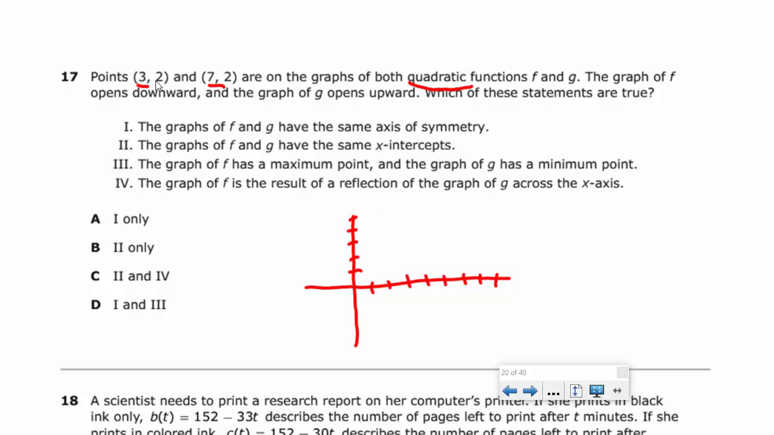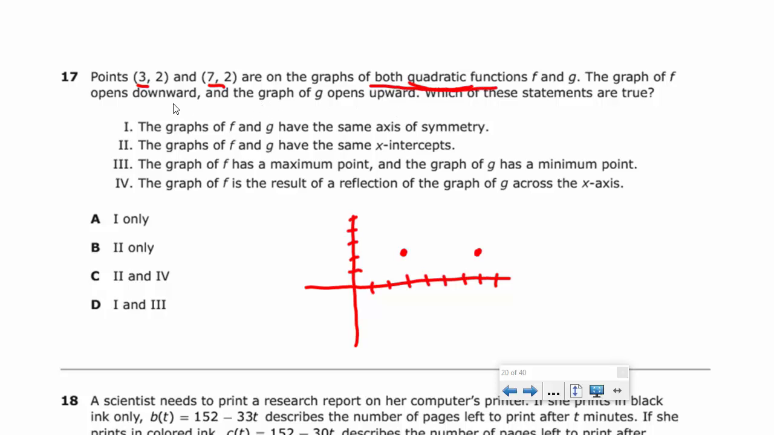I know how to plot these points. Take (3, 2). So I'm going to go over 1, 2, 3, and then up 1, 2. So I'm going to say there's a point right there. And then (7, 2). So I'm going to go over 1, 2, 3, 4, 5, 6, 7, and go up 2 as well. All right. These points are on both functions.